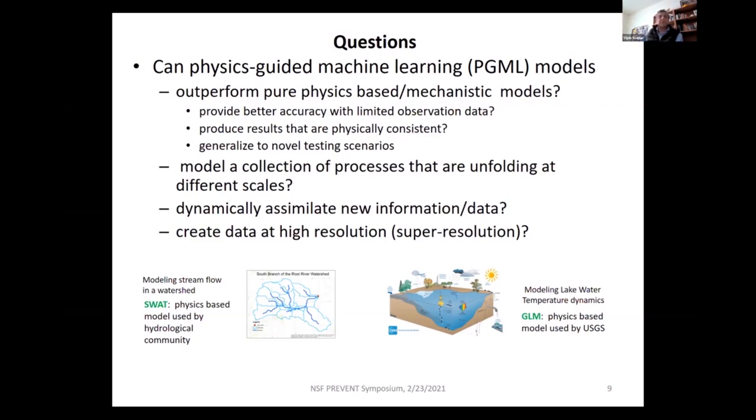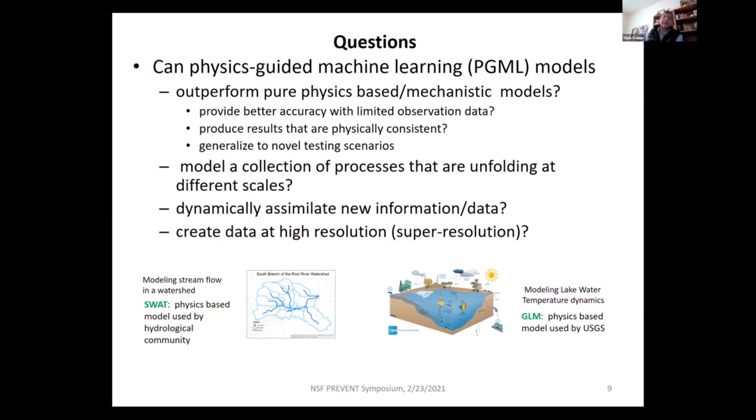And just to take a minute to go through these questions, some of the biggest questions that we are trying to pursue here in this quote unquote theory guided or physics guided machine learning modeling is, first, can we outperform pure physics models or pure mechanistic models or pure machine learning models? That means can we provide better accuracy with less observation data? Can we produce results that are physically consistent? Can we generalize to novel testing scenarios to handle the concept drifts and things like that?